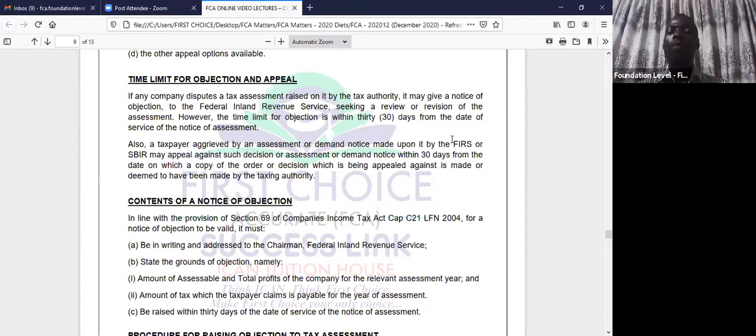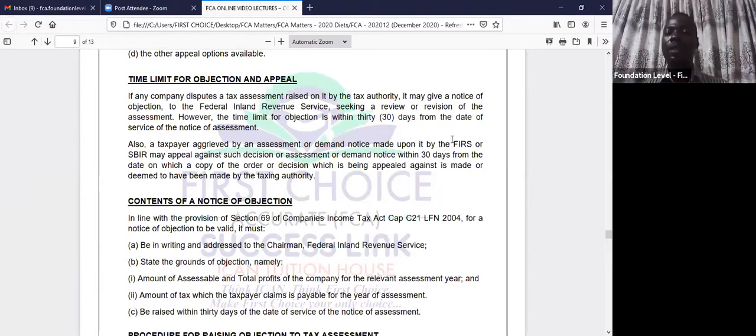So within that first 30 days, you must have written your notice of objection. So notice here that it is a notice of objection. You are notifying the tax authority that you are aggrieved by their decision to increase your tax, and you have taken steps to right it.